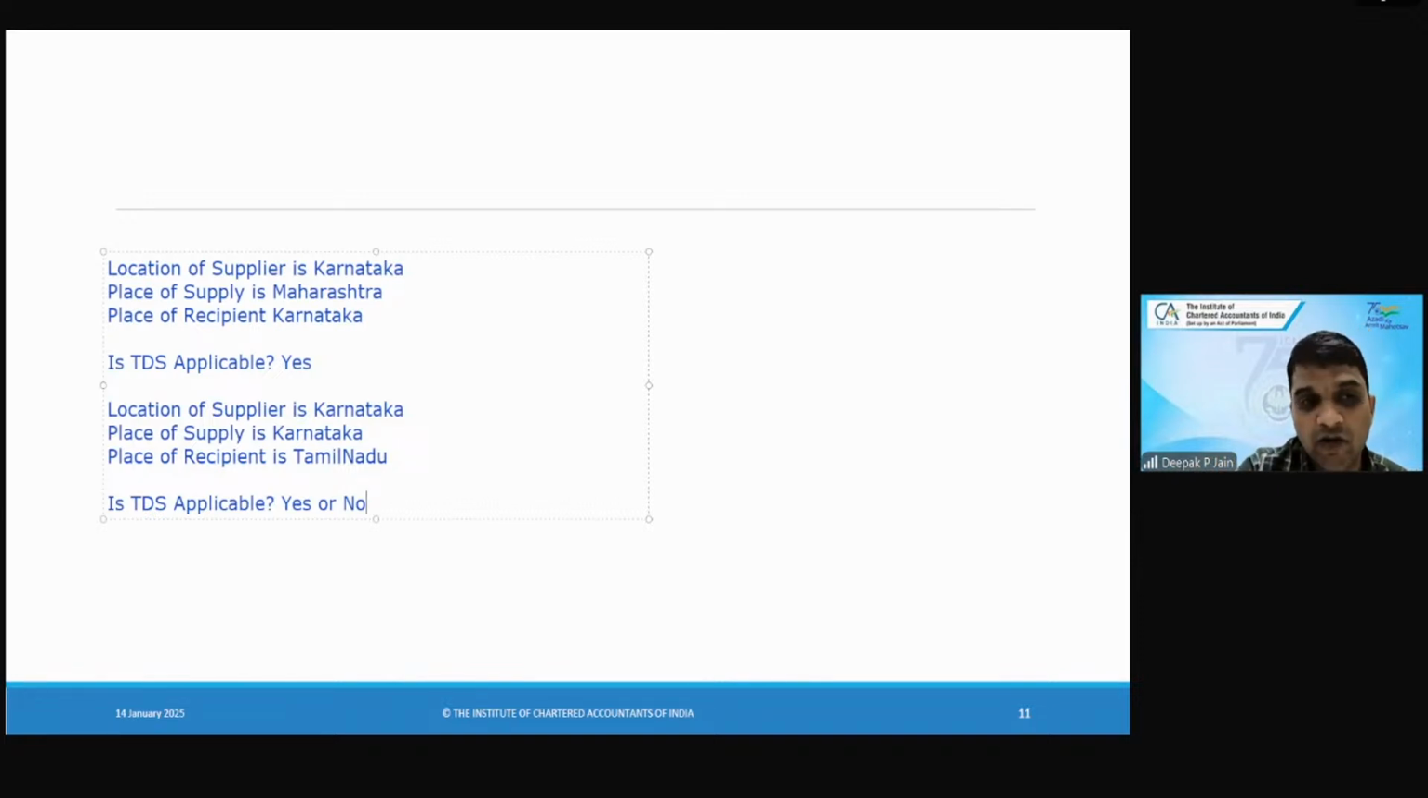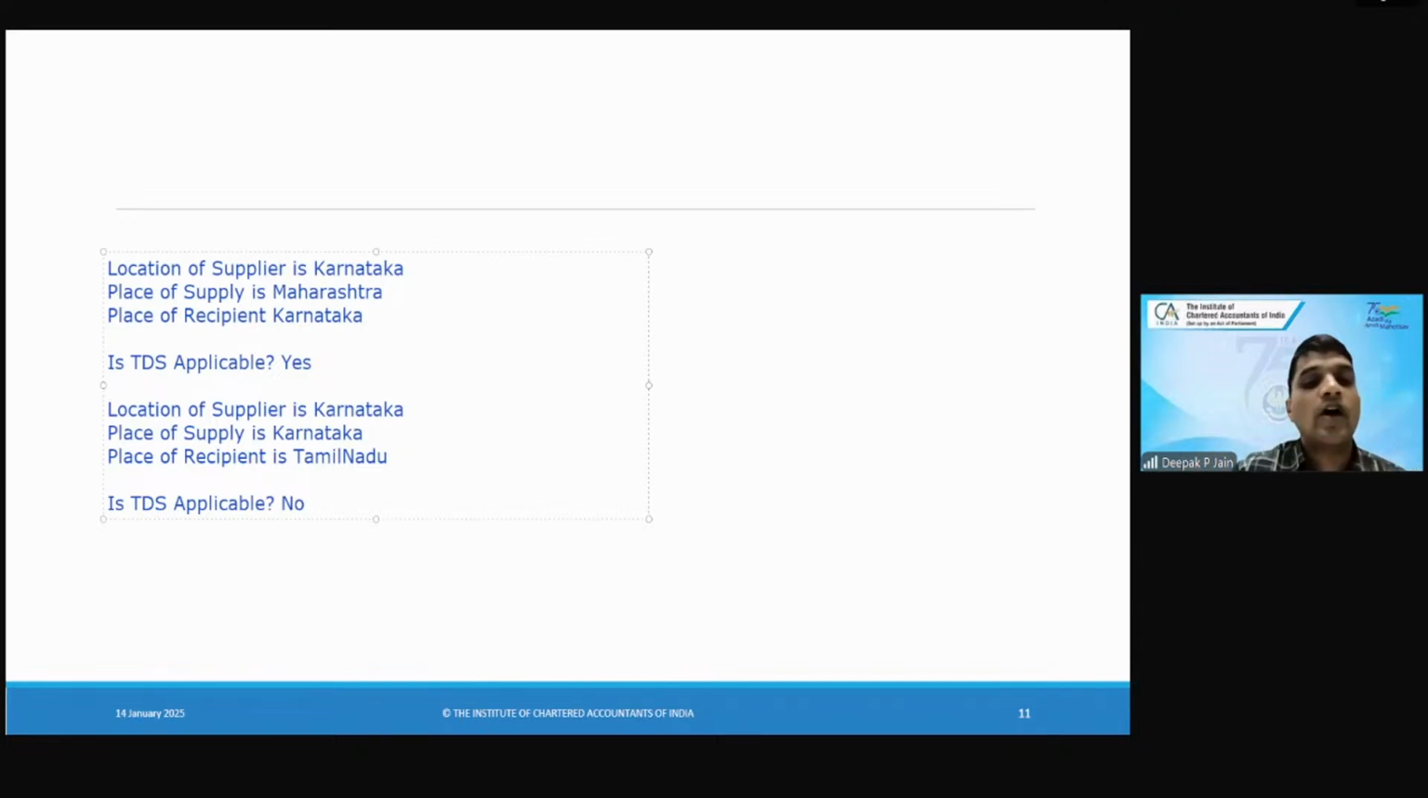What is the criteria I told in the first point? The location of supplier and recipient should be in the same state. Place of supply is actually not applicable. Why? Because location of supplier and place of recipient are in different states. Correct. So where the location of supplier and place of recipient are in different states, then TDS will not be applicable.